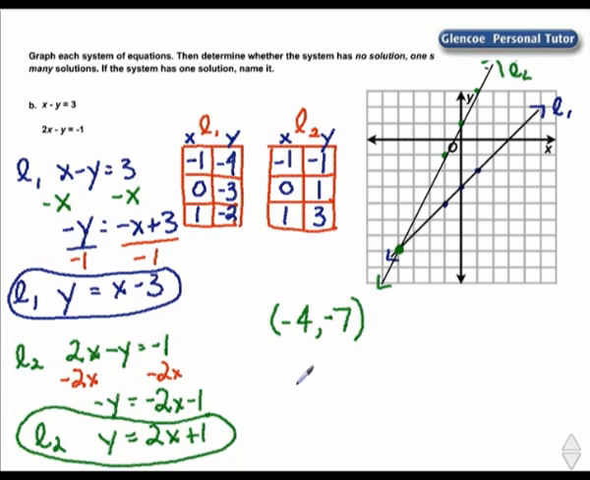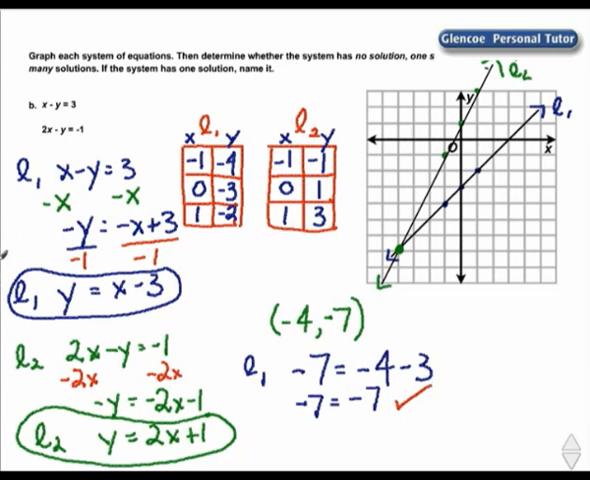So let's just check and see if this is in fact our solution to both equations by substituting these values in for our x and y. So for line 1, our y value is negative 7, so negative 7 equals our x value, which is negative 4 minus 3. Negative 4 minus 3 is negative 7. So that one is a solution for our line 1.